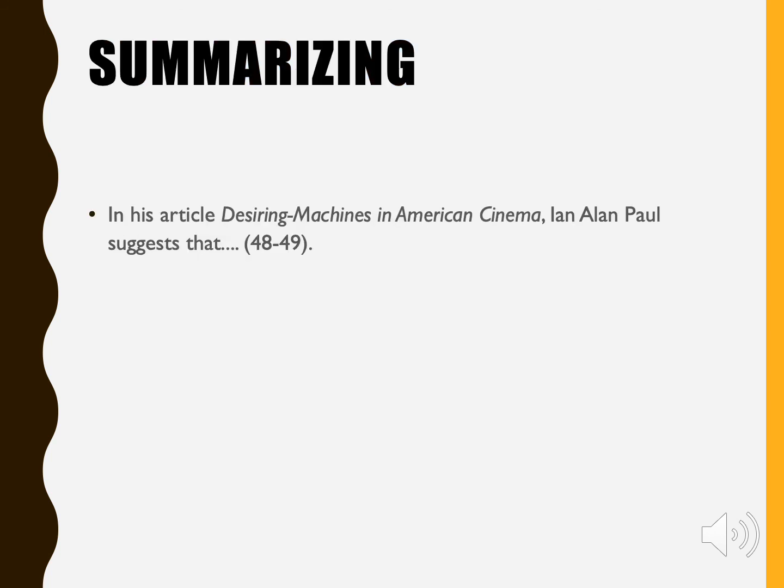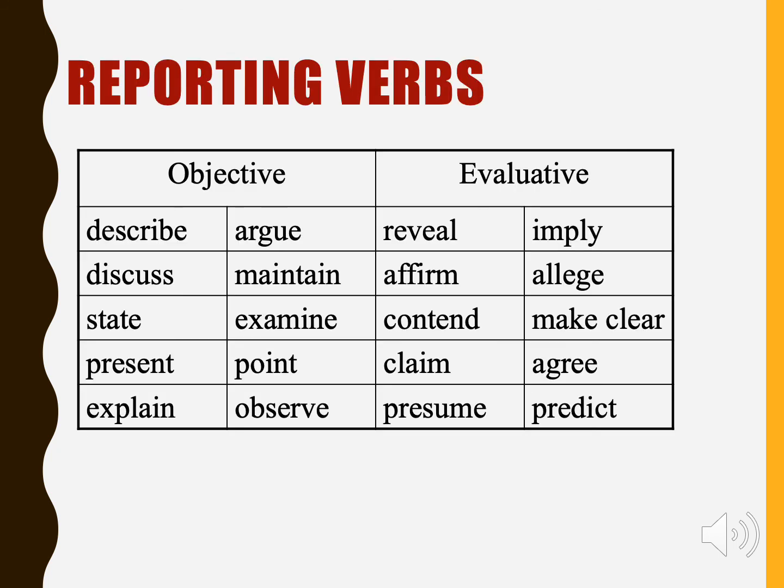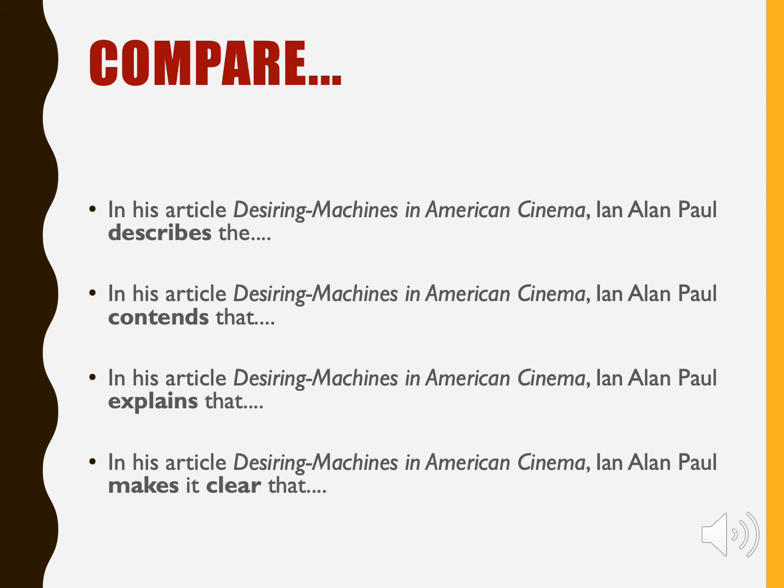Finally, summarizing is where you take a long, extensive passage of another person's work. Here we have two pages, page 48 and 49, and you summarize it in a few simple words of your own. Notice the word "suggests" here. This is what's called a reporting verb. We have two types of reporting verbs, which are objective and evaluative. Objective reporting verbs don't present your opinion about what you are summarizing or paraphrasing, whereas evaluative verbs do give your opinion. So for example, if you say that he alleges, you are indicating that you don't agree with him. And there's a couple of comparisons here: describes, contends, explains, makes it clear.